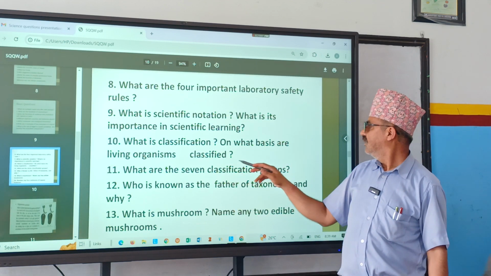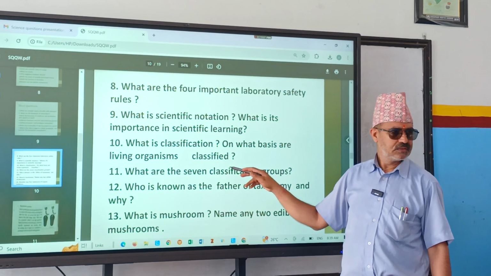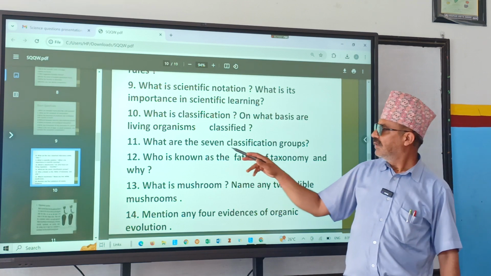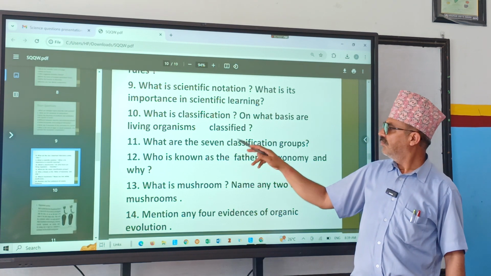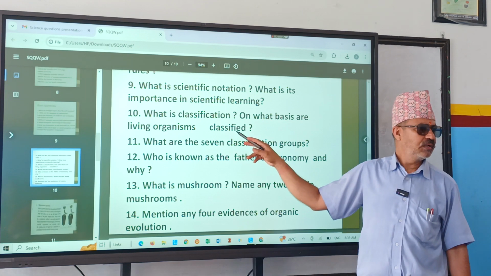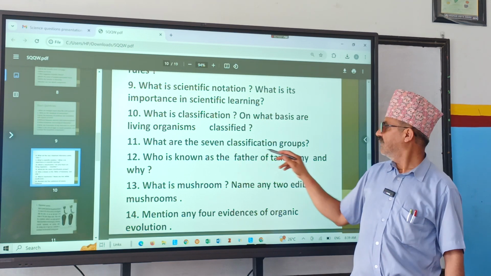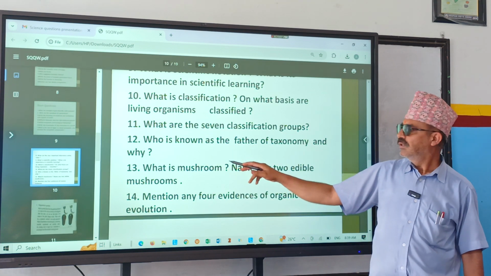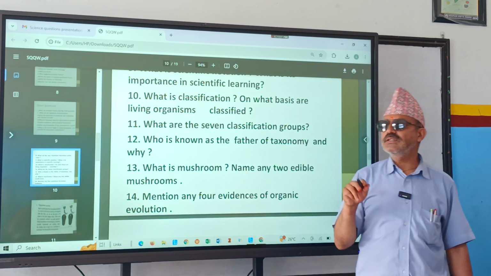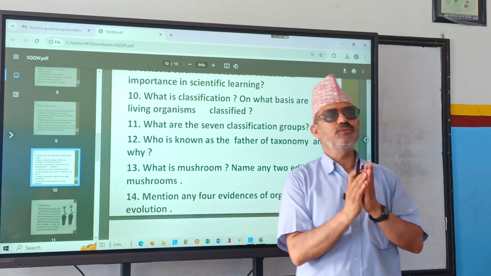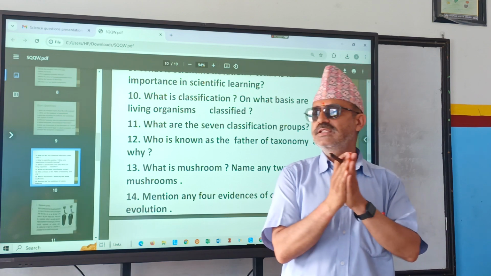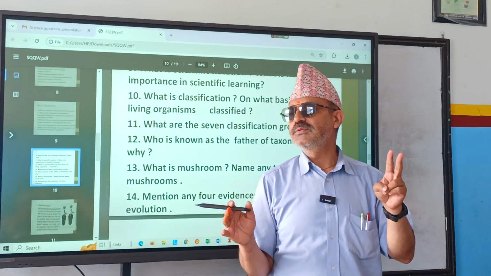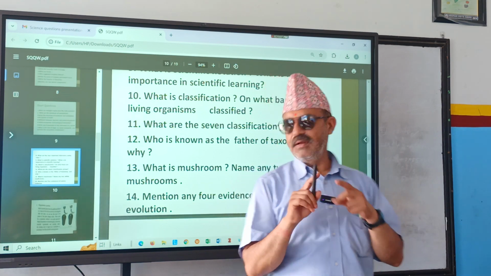On what basis are living beings classified? What are the 7 classification groups? You can remember, but it became too long. No, they have to write 7. Who is known as the father of taxonomy and why? Father of taxonomy: Carolus Linnaeus. Why? Because he was the first person to divide organisms systematically. In how many kingdoms? 2 kingdoms. Plant kingdom and animal kingdom.